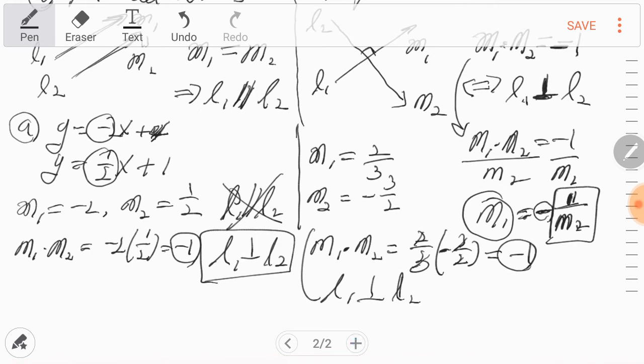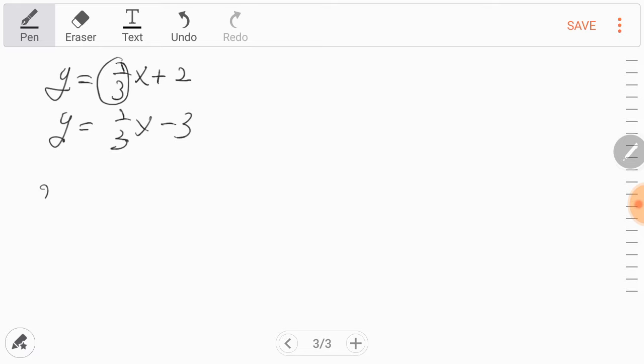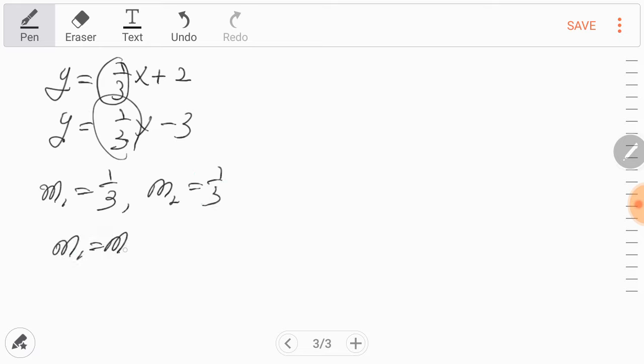Okay, let's try another example. The first equation is y equals 1/3 x plus 2. The second equation is y equals 1/3 x minus 3. The slope of the first line is 1/3. The slope of the second line is also 1/3. They are the same, so we can say that the two lines are parallel.